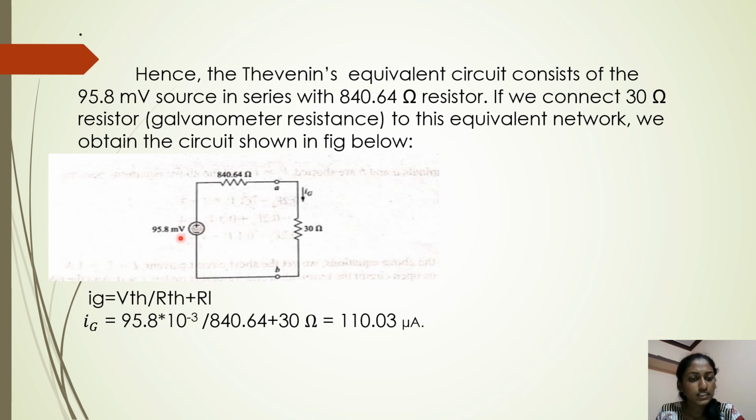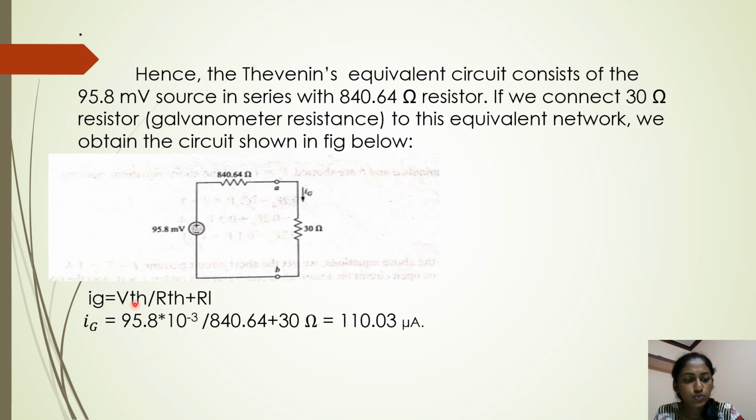So finally we got the total voltage and total resistance of the circuit. Total voltage is 95.8 microvolt. Total resistance is 840.64 ohm. And by including the 30 ohm galvanometer resistance, we need to find the current passed through the galvanometer here across A and B.